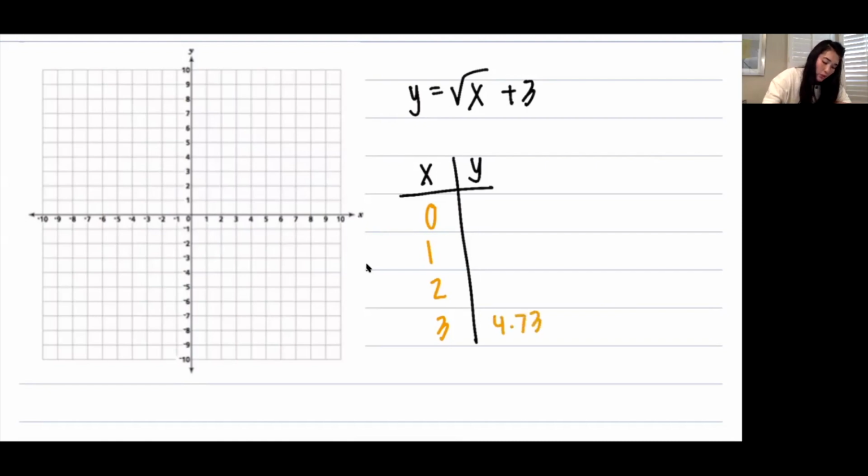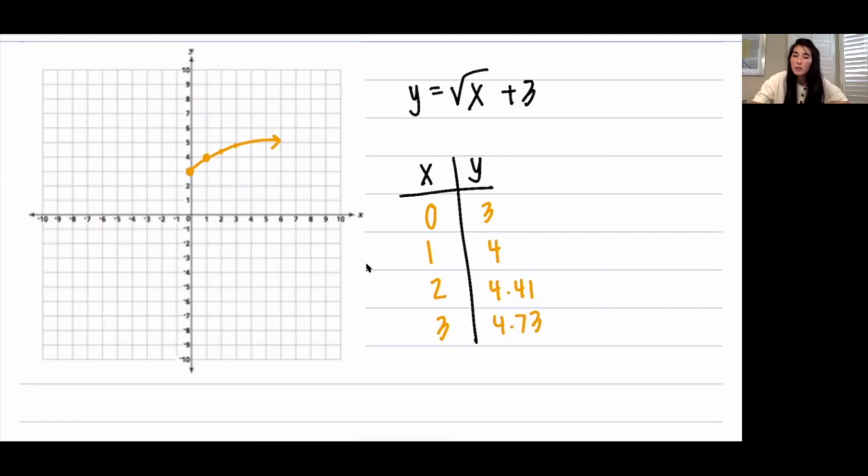When you plug in 2, you end up getting 4.41. When you plug in 1, you end up getting 4. And then when you plug in 0, you end up getting 3. So let's go ahead and graph that now. So 0, 3 is going to start right here. 1, 4. 2 and 4.4 is a little bit under half. And then 3 is at 4.7. So something like that. But again, what you should notice is you do get that curved shape, kind of like I have here. And then we're going to put that arrow on it. So again, that is our radical graph.